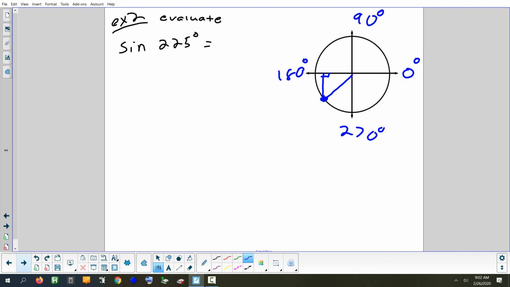Okay, so this side is root 2 over 2. That side is root 2 over 2. When you write the coordinate, though, just be careful. I was going to say both coordinates would be negative, wouldn't they? Yep, they're both negative.